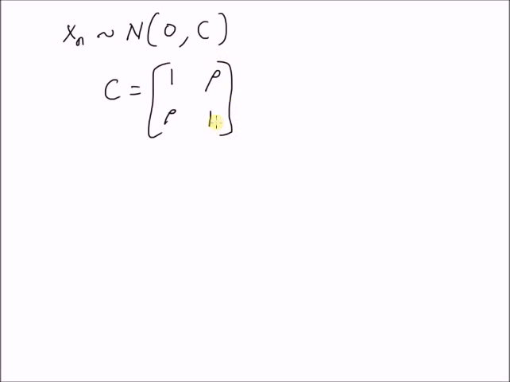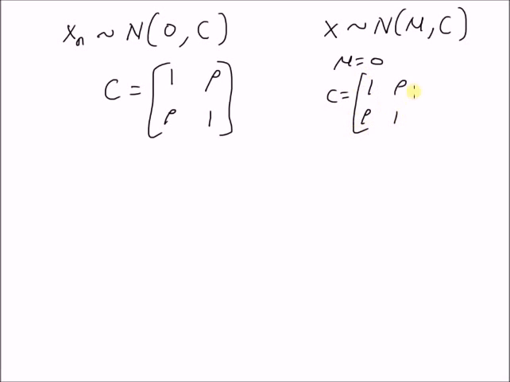So, in this video, we want to derive the CRB for the estimator of the correlation rho. Comparing this vector xn, where n is the index of the vector, with the standard Gaussian vector x that has a normal distribution with mean vector mu and covariance matrix C, you can see that mu is equal to 0 and C is equal to [1, rho; rho, 1], that is this matrix.